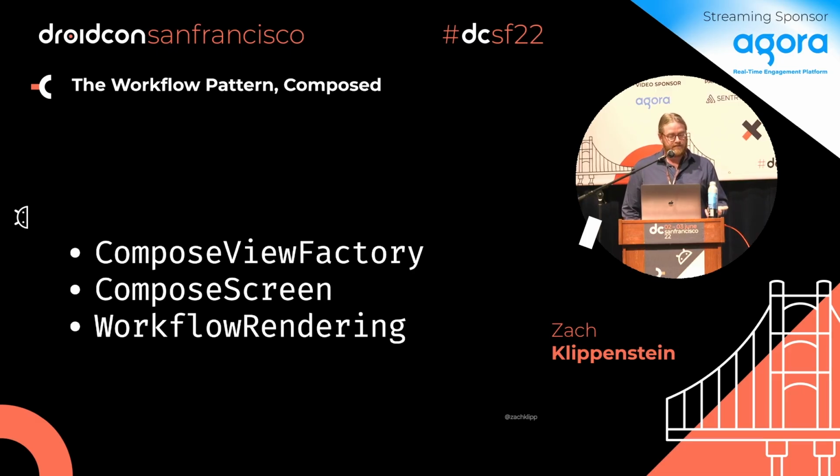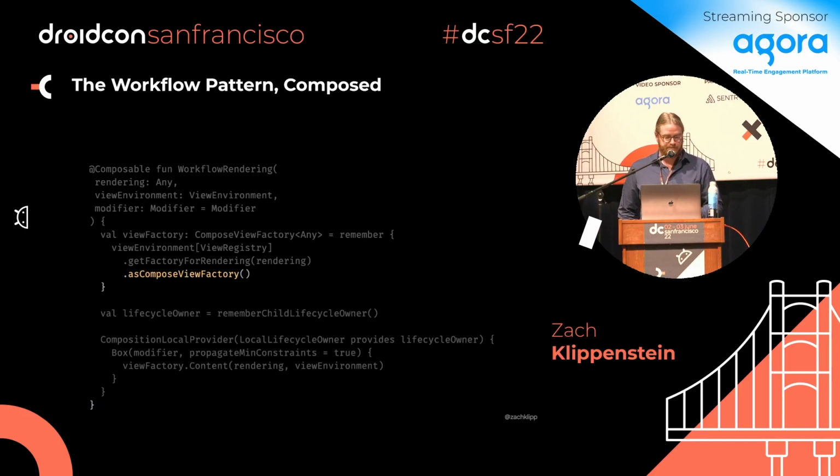Either way, composables and views can be nested recursively both ways, and all the actual interop code is hidden in the workflow library. We already saw how that interop works in one direction, from compose to views, but what about the other way around? Remember this asCompose view factory function that I hand-waved before? Let's take a look at how that works.